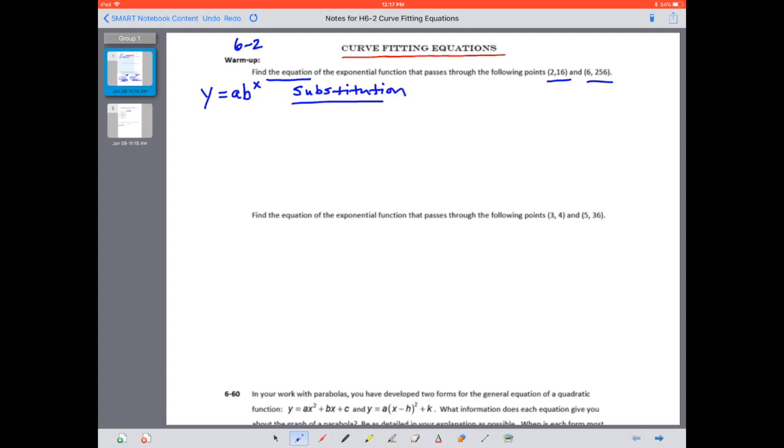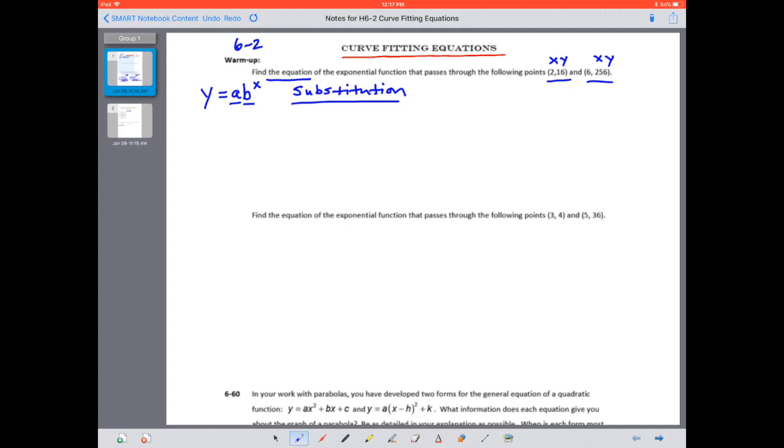We're going to take our y equals a times b to the power of x, and we need to figure out what a is and what b is. Since we have 2 variables that we're going to be solving for, we're going to need 2 equations. So we're going to take our x and our y from each of our points, and substitute them in for the x or the y value, depending on which one it is.